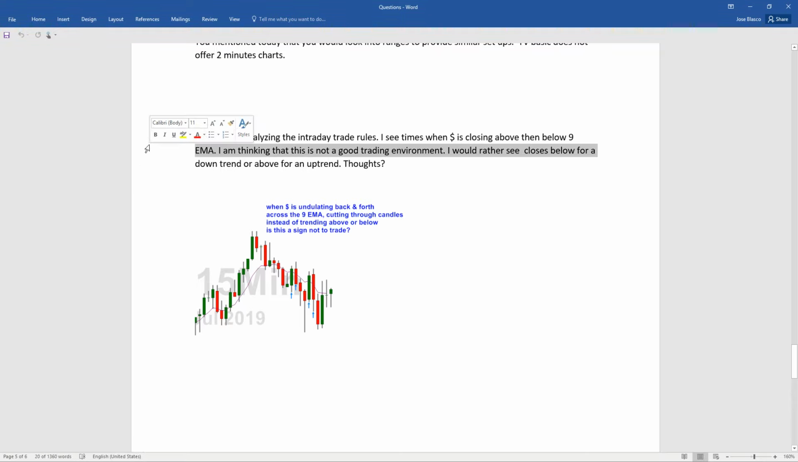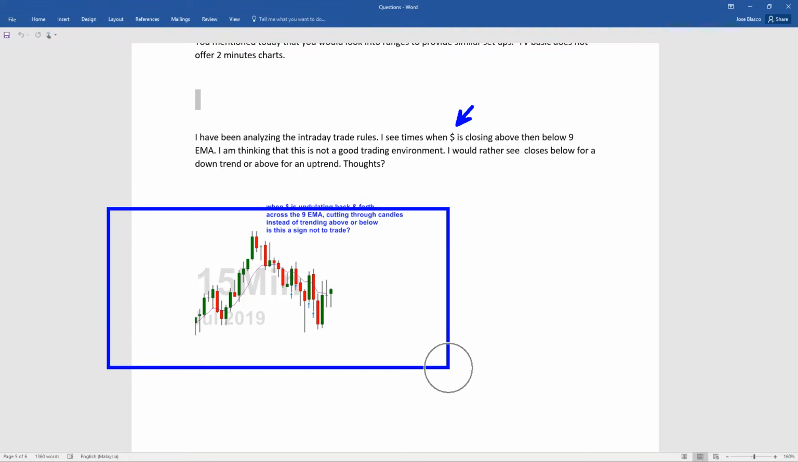So I have been analyzing the intraday trading rules. I see times when the dollar is closing above, then below the 9 EMA. I am thinking that this is not a good trading environment. I would rather see closes below for a downtrend or above for an uptrend. Thoughts? I believe that dollar means the US dollar index. This is my guess, that this chart represents the dollar index.